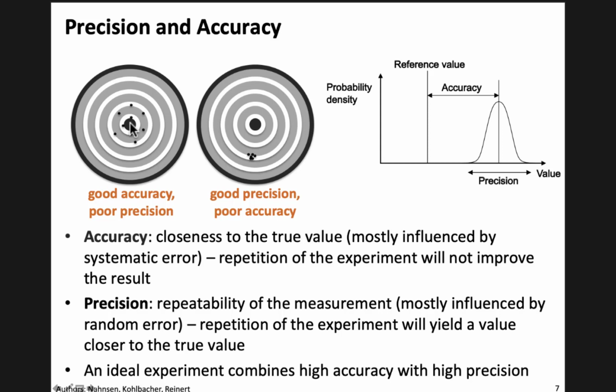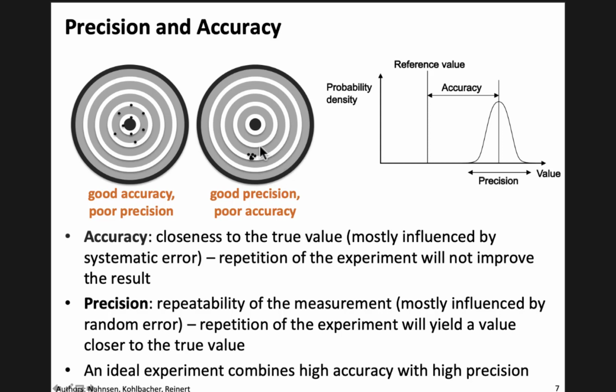If our true value is somewhere here in the middle, and you do 10 repeated measurements of the same quantity, you would expect them to not always be exactly in the bullseye. That would be too good to be true, but they scatter around it. In the left-hand case, they're scattered more or less symmetrically around the bullseye. That is what you call a good accuracy, because if you average over it, it captures the true value reasonably well, but poor precision, because repeat measurements deviate from one another.